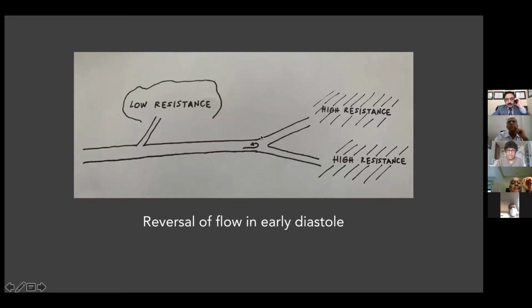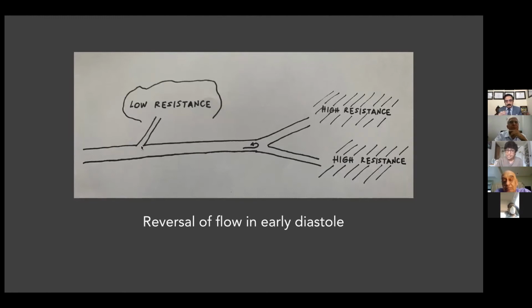Let's say you've kept your probe here on this part of the blood vessel. And this blood vessel leads to two branches which lead to high resistance areas. But proximal to this, where you've kept the probe, there is another branch coming off, which is going to a low resistance area. So in diastole, because downstream is high resistance, very briefly there is flow reversal towards the area of low resistance. Therefore, if you keep a probe in this part of the arterial tree, there will be flow reversal which will be seen in early diastole.